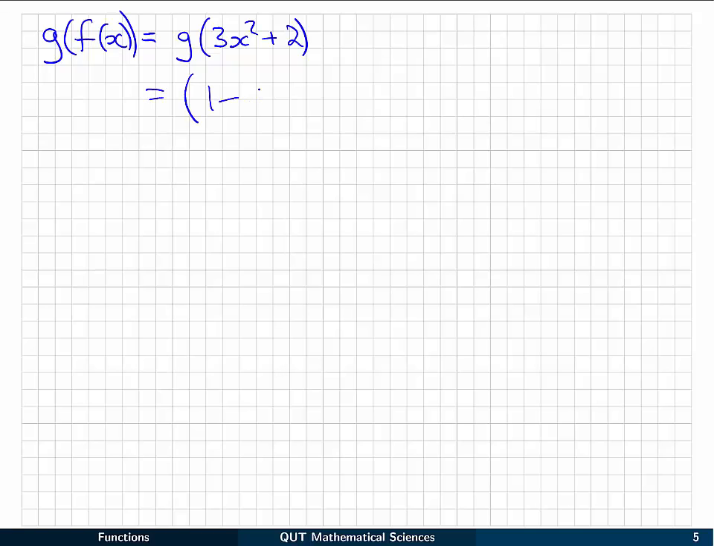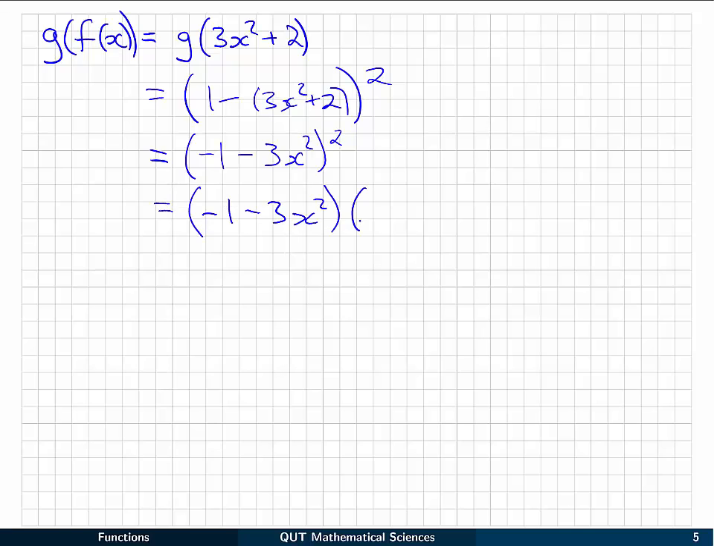So we have (1 minus 3x squared plus 2) and that whole thing is going to be squared. So we can simplify that. We're going to have 1 minus 3x squared and minus 2, so we're left with minus 1 and minus 3x squared, and the square remains out the front, and we just want to bust that open now.